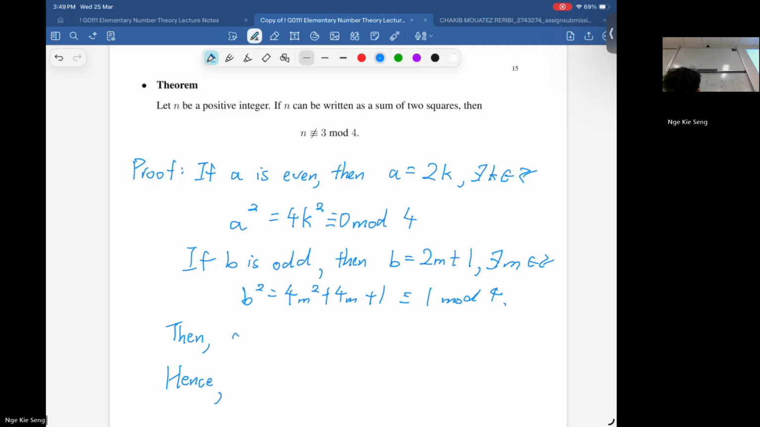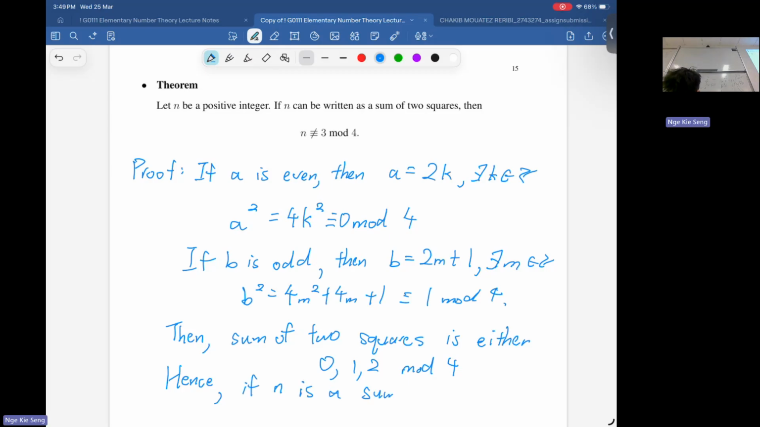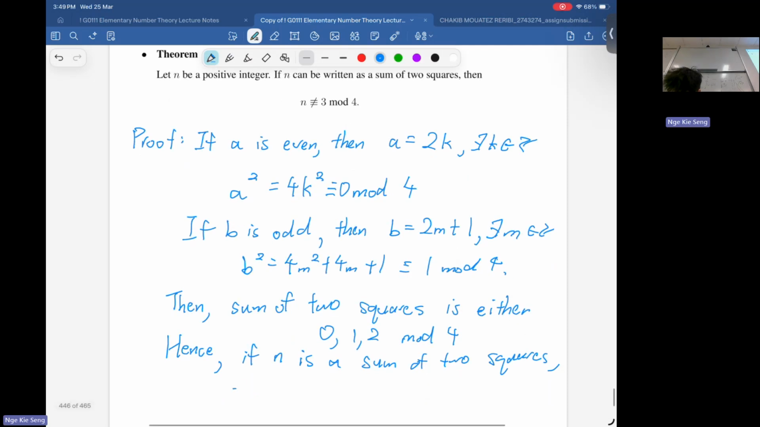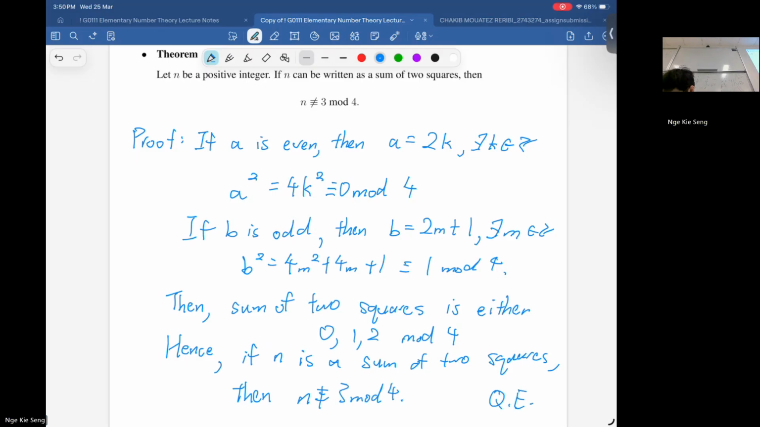Then the sum of two squares is either 0, 1, or 2 mod 4. Hence, if n is a sum of two squares, then n cannot be 3 mod 4. Okay, so there's no way for you to add up to 3 mod 4. Is it okay?